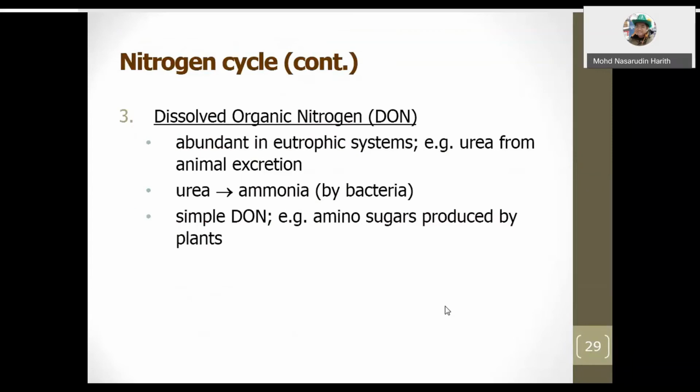Number three is dissolved organic nitrogen, also known as DON. It is abundant in eutrophic systems, for example urea from animal excretion. Urea can be changed to ammonia by bacteria. Simple DON includes amino sugars produced by plants.